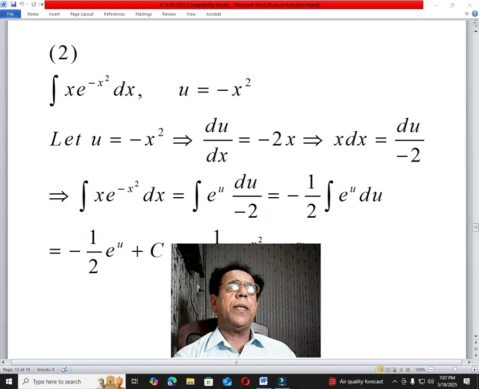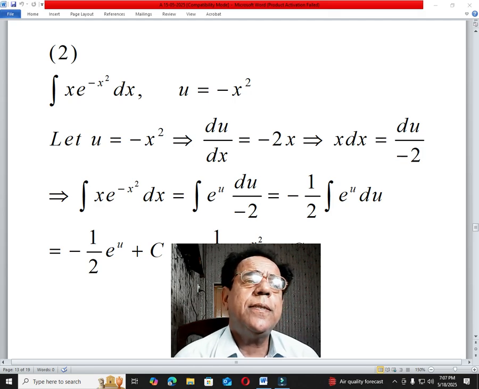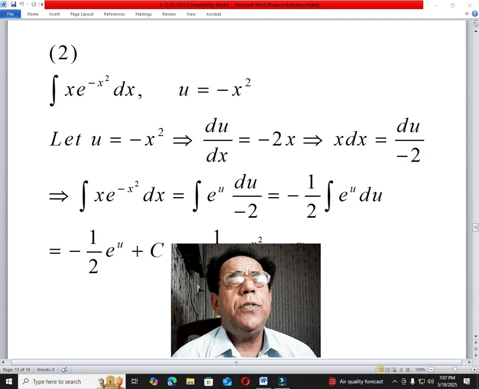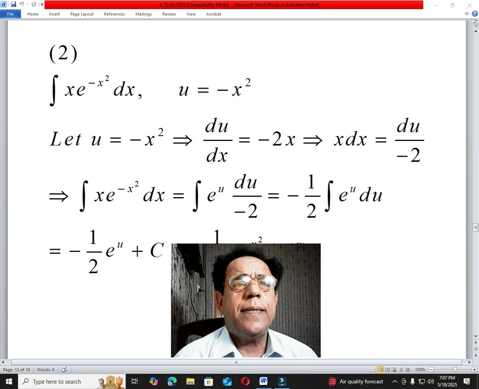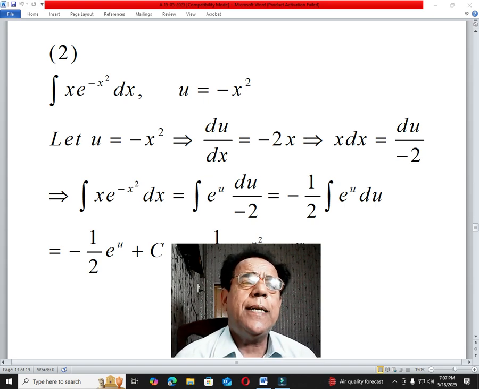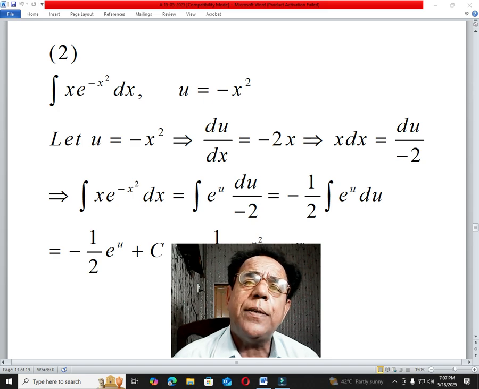Problem number 2. Integration x e raised to power minus x square dx, where u is equal to minus x square. We have to use this substitution. When u is equal to minus x square, then du by dx will be equal to minus 2x, and hence x dx will be equal to du over minus 2.